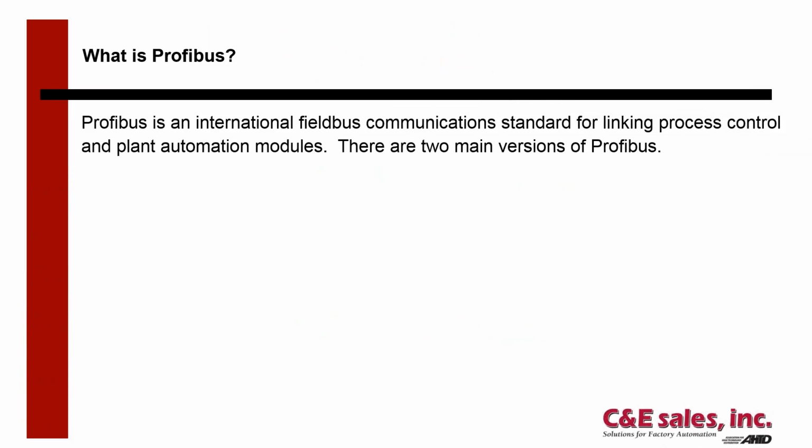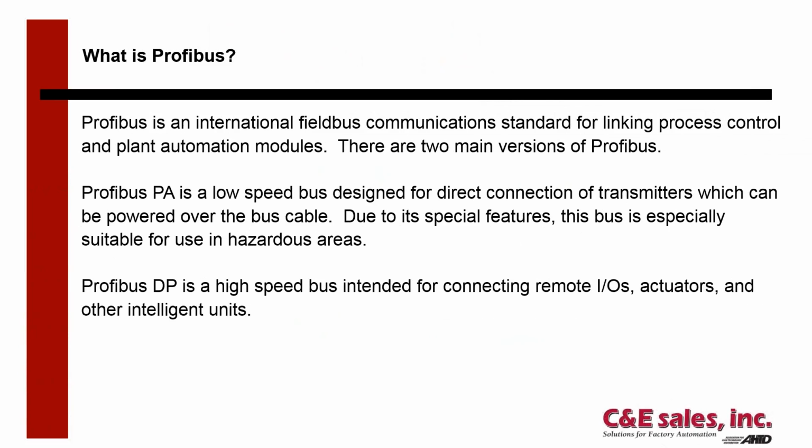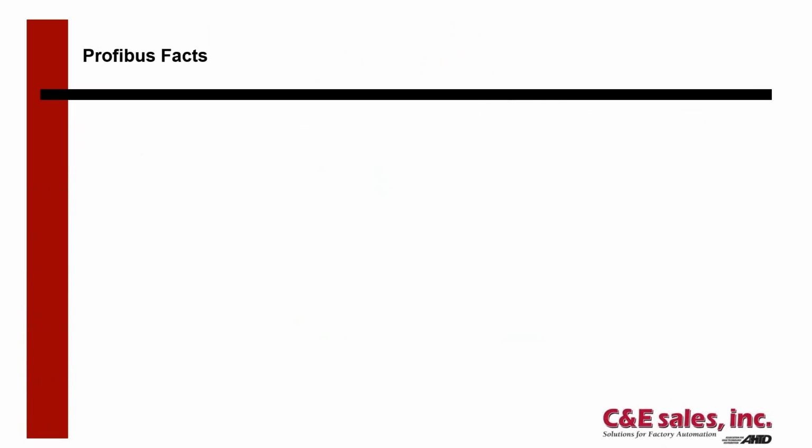There are two main types of Profibus. One is Profibus PA. That's a low-speed bus designed for direct connection with transmitters and can be powered over the bus cable. Due to its special features, it's really suitable for hazardous areas. So anytime you're talking about intrinsically safe areas, Profibus PA is what you're going to want to use. More commonly is Profibus DP. That's a high-speed bus intended for connecting remote I/O, actuators, and other intelligent units. And that's what we're going to concentrate on today, Profibus DP.